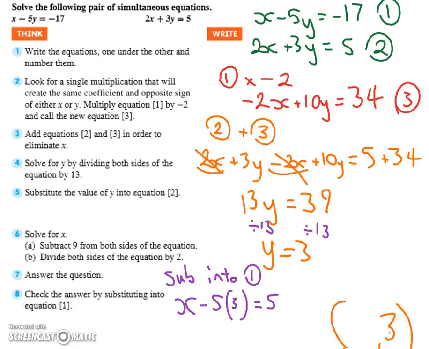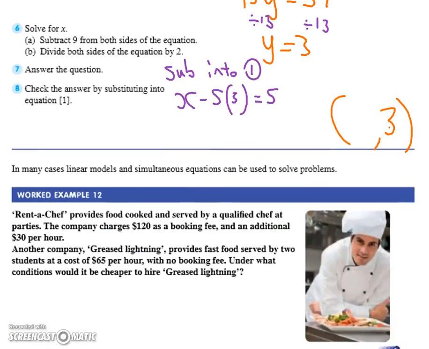Because it's minus 17. See, I knew I'd written something down wrong. Thank you, Jacinta. Minus 17. Thank you. So we've got x minus 15 equals minus 17.